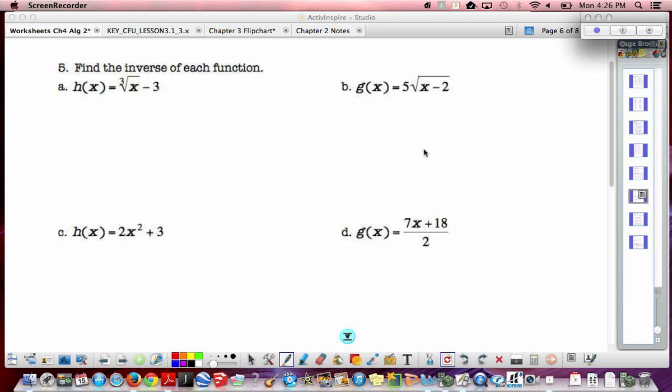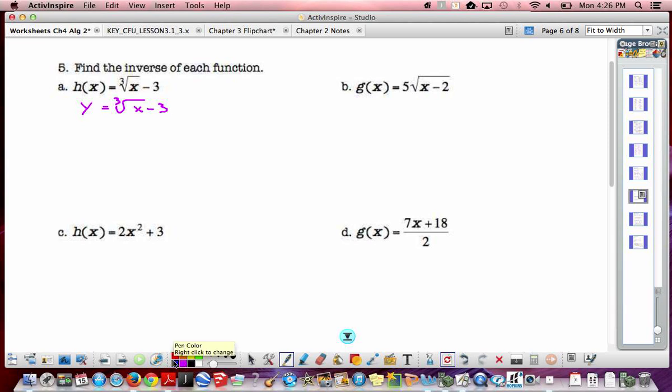All right, let's take a look at worksheet 5.5, page 2. Here you're just asked to do the inverse of all these functions. So again, on all of them, I start by going y equals the cube root of x minus 3. So I'm going to replace the function piece with y. Then I interchange the x and y. So now I have x equals the cube root of y minus 3.